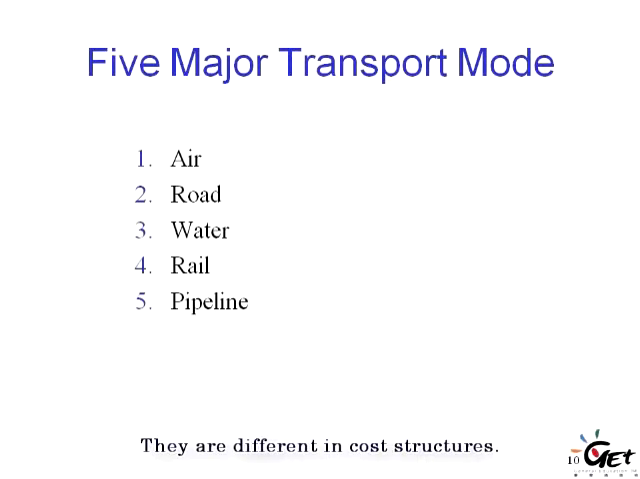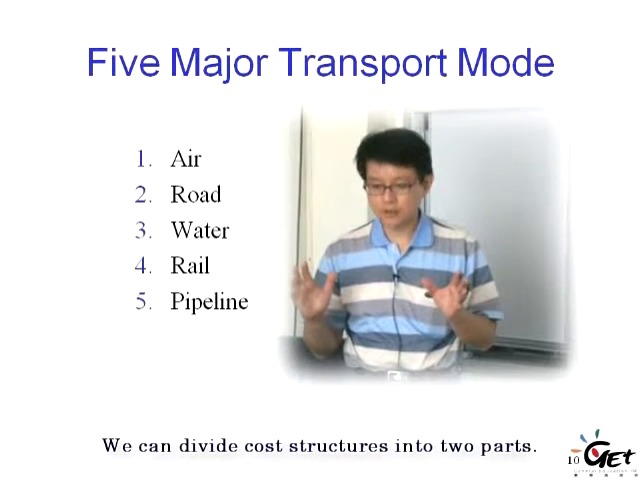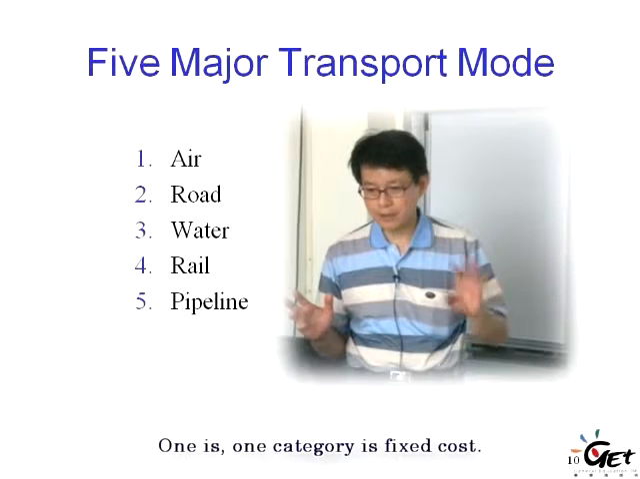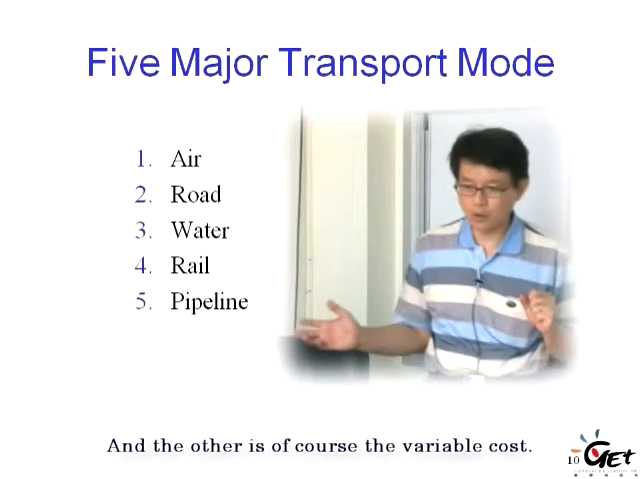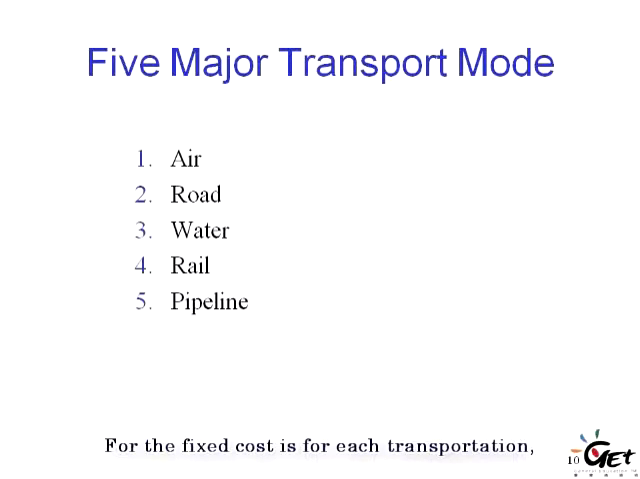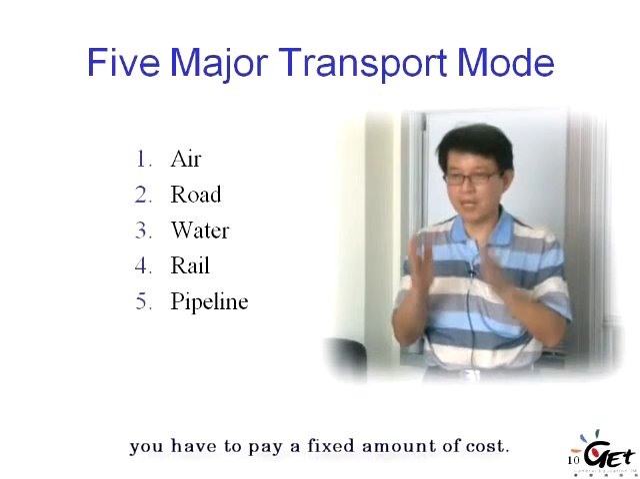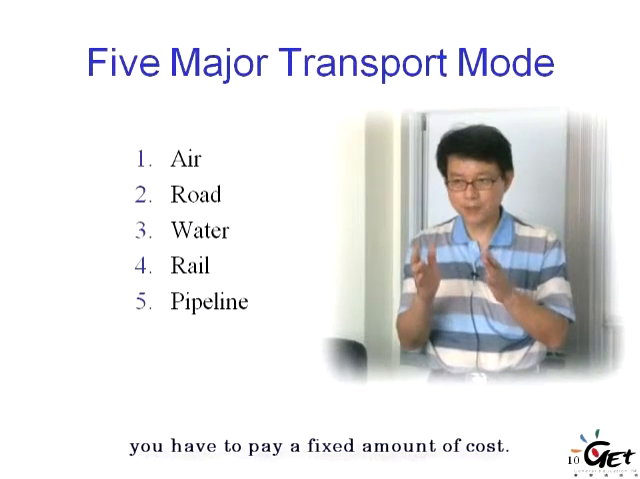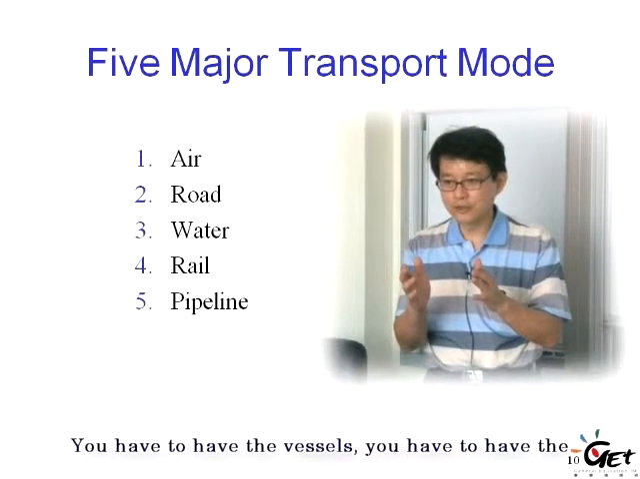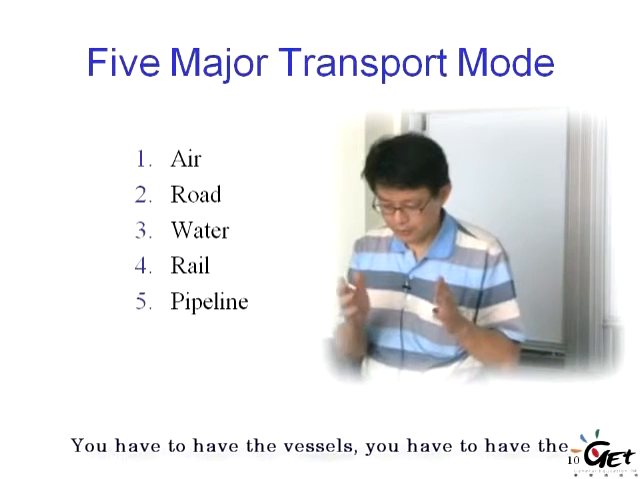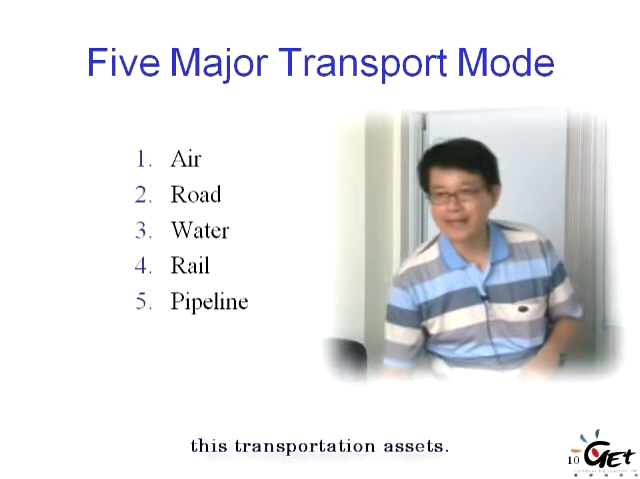And these five major transport modes, from air, road, water, rail, and pipeline, are different in cost structures. We can divide cost structure into two parts. One category is fixed cost, the other is of course variable cost. Fixed cost means for each transportation, no matter how short or how long the distance you have to move, you have to pay a fixed amount of cost. For example, you have to hire the driver, you have to have the vessels, these transportation assets.